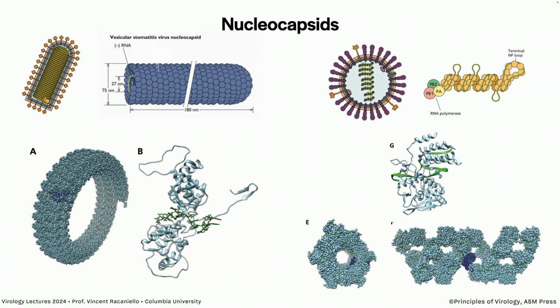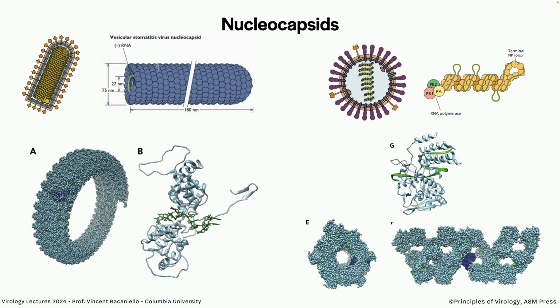So nucleocapsids we've talked about before as being substructures of a virus particle. Right? They're typically nucleic acid protein complexes within a membrane. They can also be within an icosahedral capsid. Here are just two examples of what they look like. On the left is vesicular stomatitis virus, which has a bullet-shaped nucleocapsid, right?